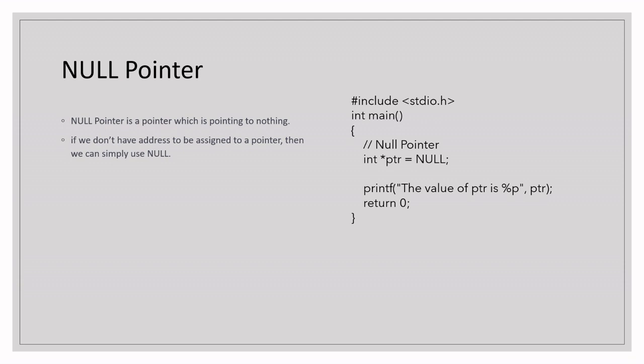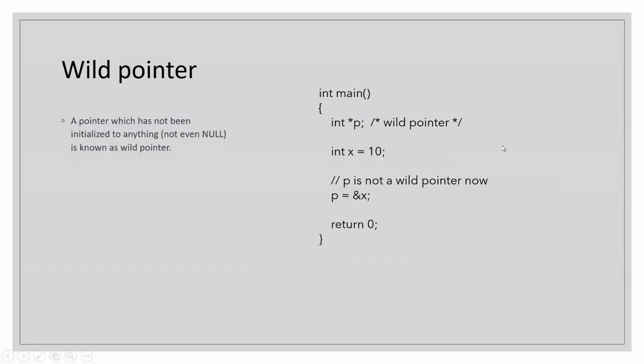A pointer which is pointing to null can be called a null pointer. If you have a pointer which is pointing to nothing, you can simply point it to null instead of leaving it uninitialized. A wild pointer is a pointer which is not initialized. Here in the example you can see at first the pointer p is not initialized, so this is called a wild pointer.